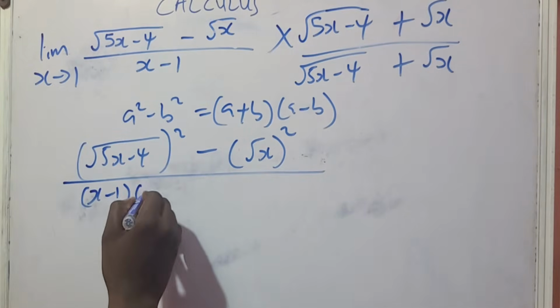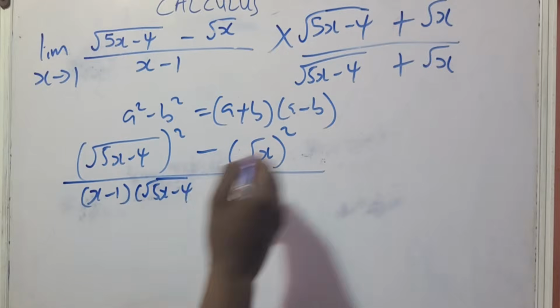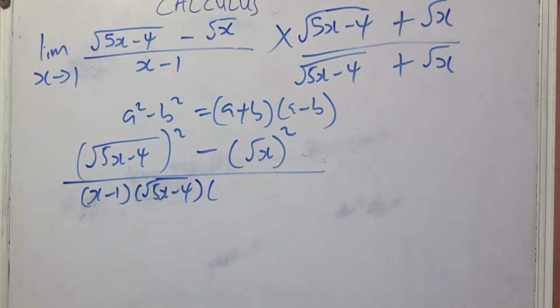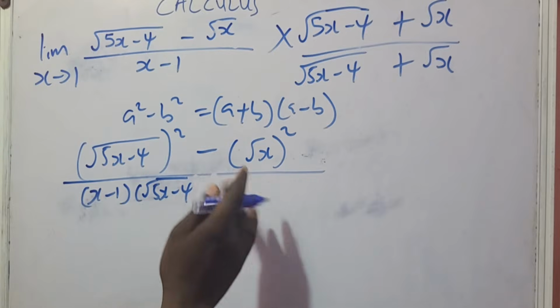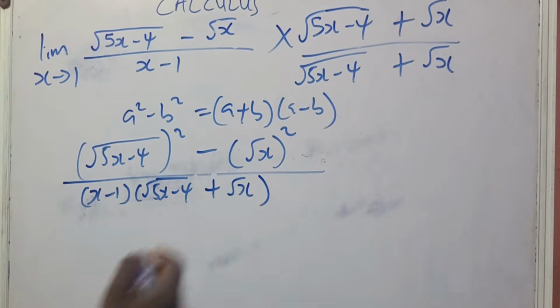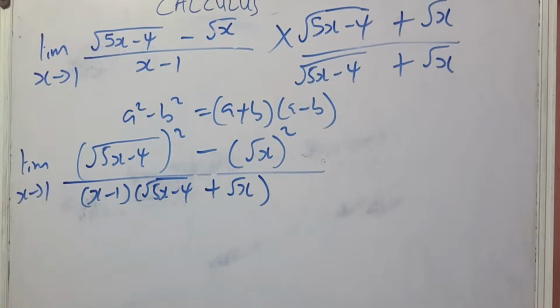We have square root of 5x minus 4 as this first part here. Then we have this together. We have plus square root of x. All right, this is the denominator. Of course, we are still having our limit of x tending to 1. Yeah. So what do you want to do next?